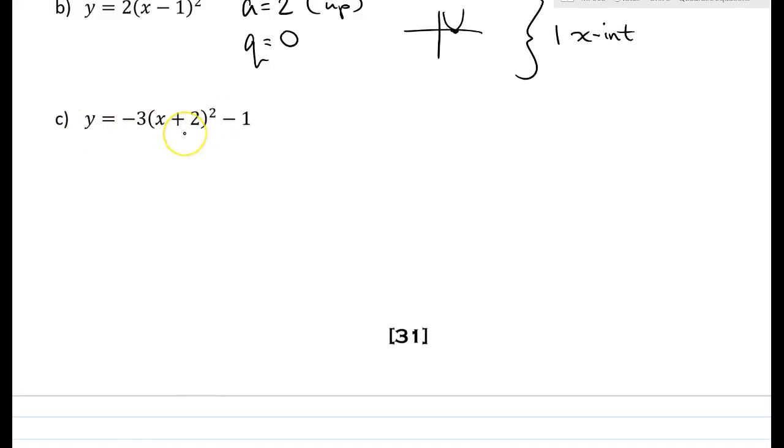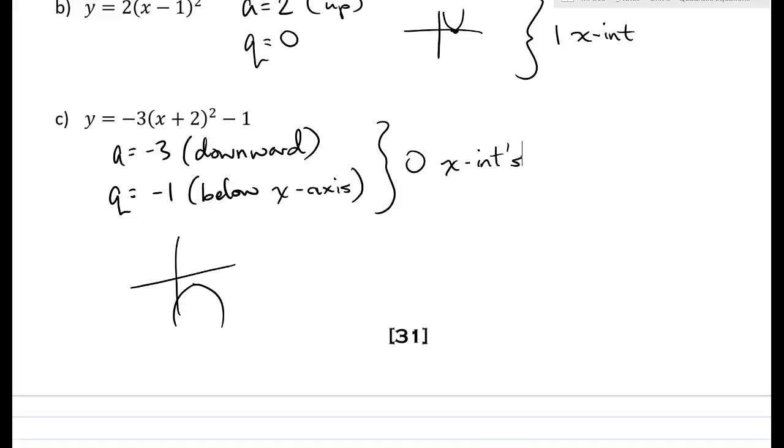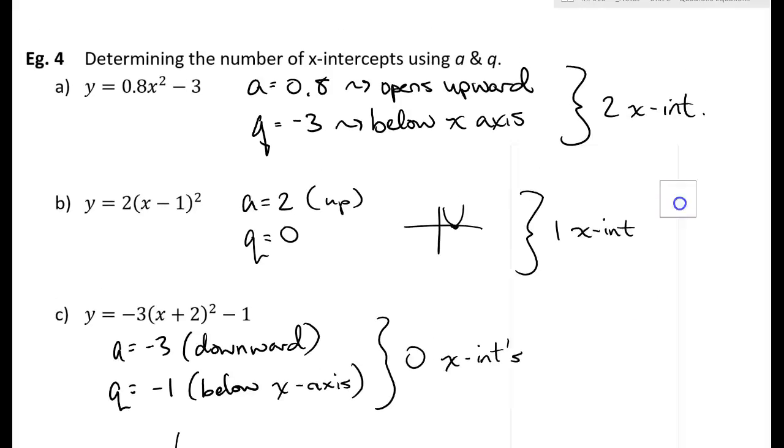Finally, looking at this last equation, A is -3. That tells me that it's opening downward. My Q value is -1, which means it's below the x-axis. So with that in mind, if I tried to sketch it out, it would look something like this, and I no longer have any x-intercepts. So that's how we can use A and Q to determine if we have any x-intercepts.